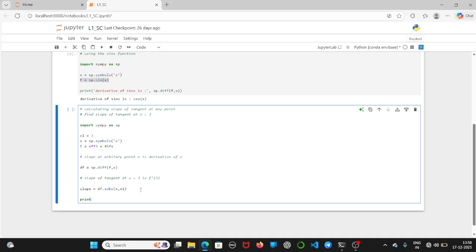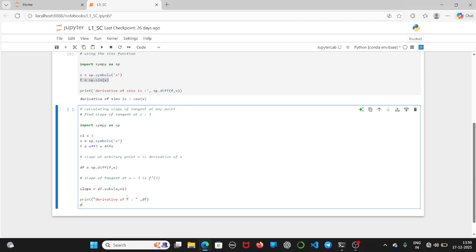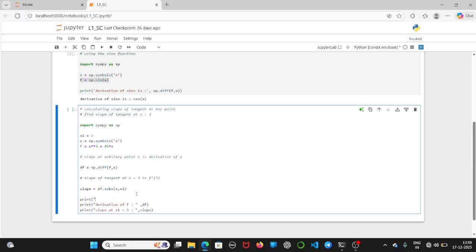So now I just need to print three things. First, the derivative. The derivative is the slope of the tangent of the function at an arbitrary point, right? We are calculating it at a specific point. Derivative of f, and I can write here df. The second thing I want to print is the slope at x1 equal to 3, so I can write here slope, right? And anything else I must print is the function. Print f is, and I can print f over here.